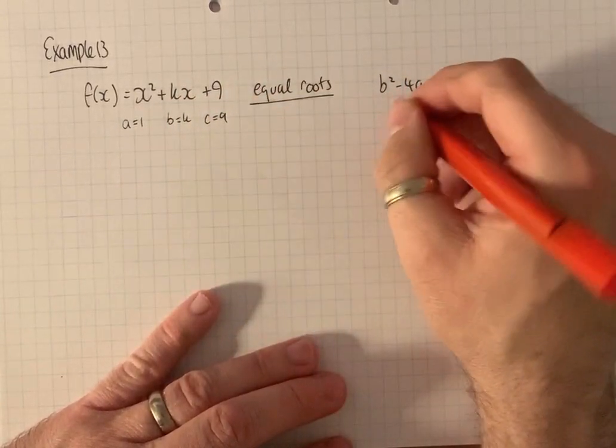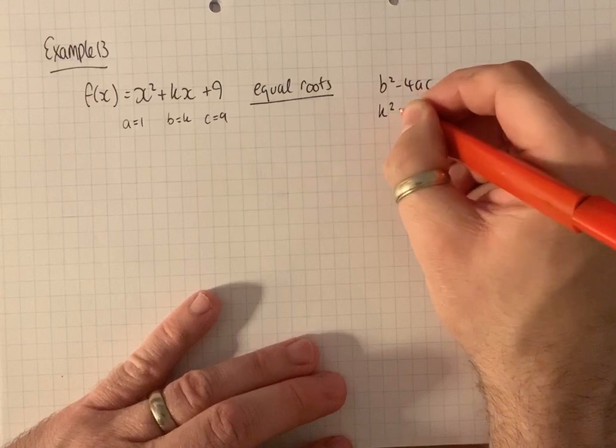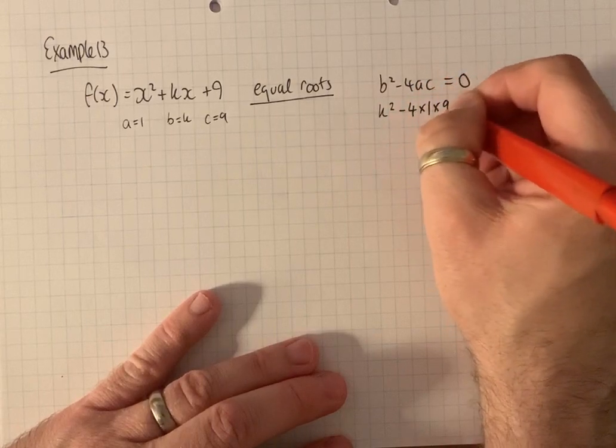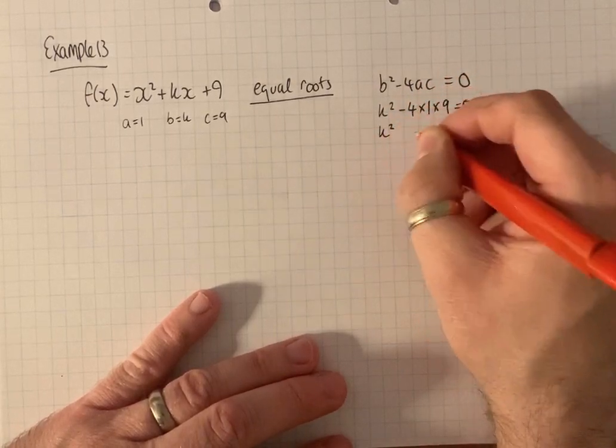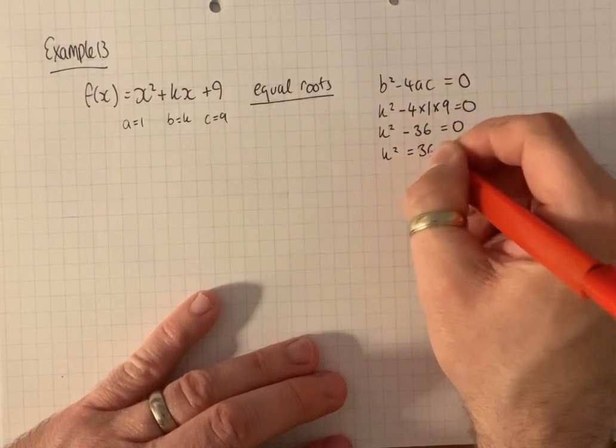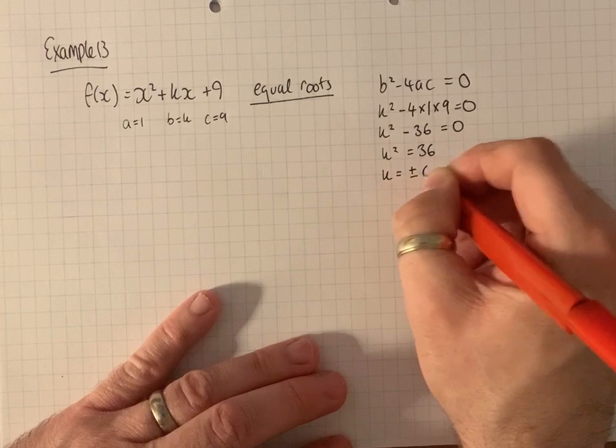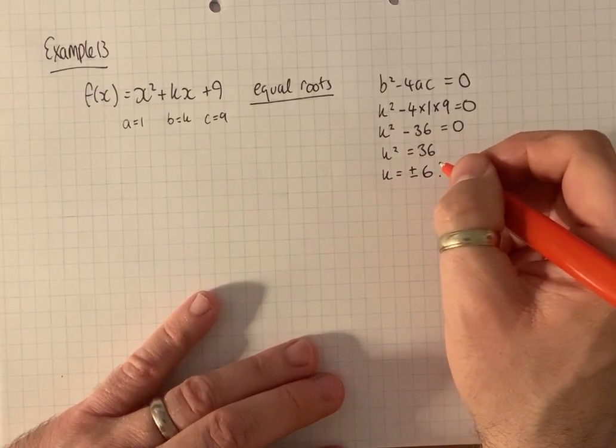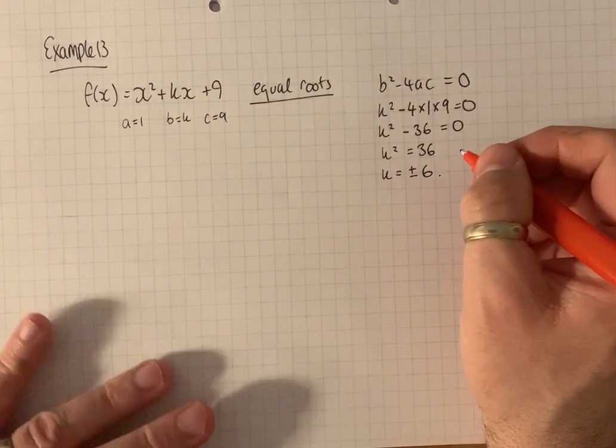So let's slam those into this. So k squared minus 4 times 1 times 9 equals 0. K squared minus 36 equals 0. K squared equals 36, therefore k is plus or minus 6. So two possible values for k.